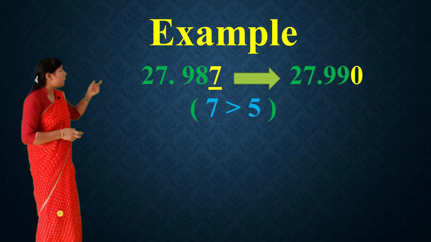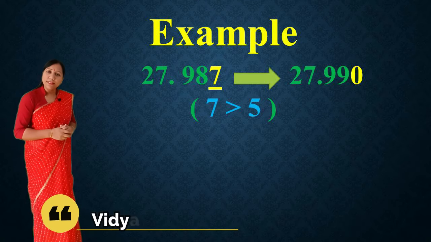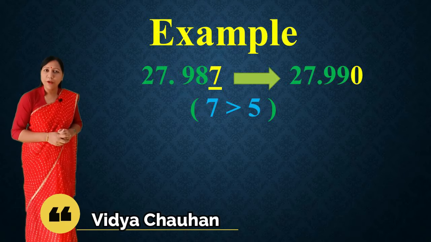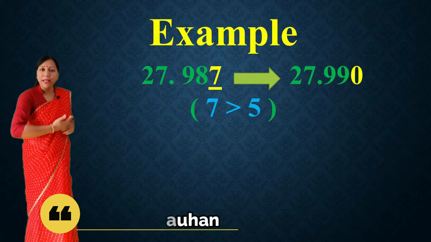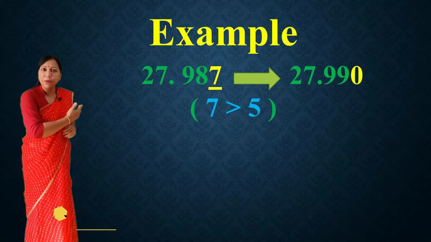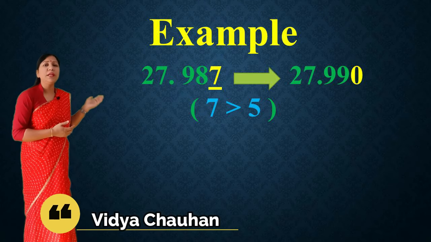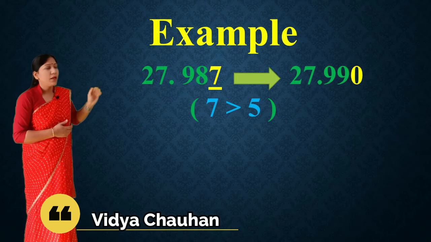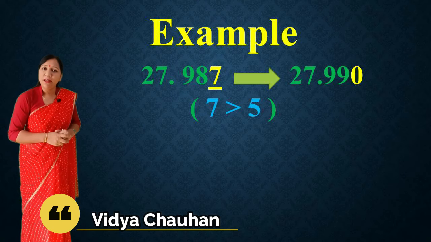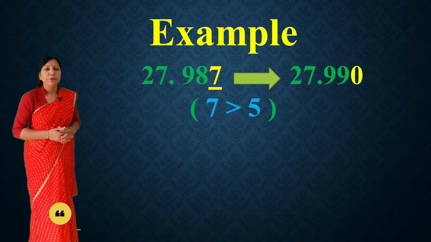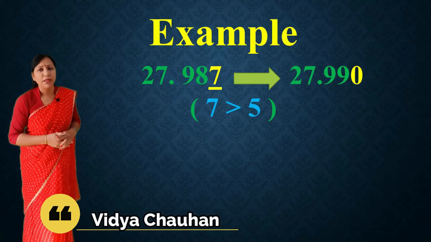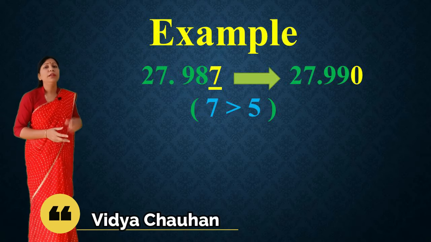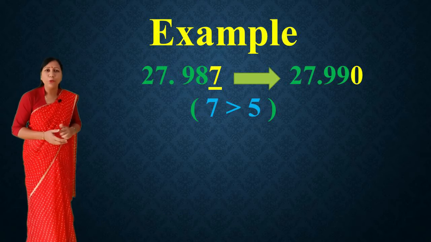The example I have taken is the number 27.987. The digit at the thousandths place is 7. Since 7 is greater than 5, the digit at the hundredths place, which is 8, will increase by 1. So the 8 becomes 9 and 7 becomes 0. So the round off for 27.987 is 27.990. I hope the rule is clear to all of you.